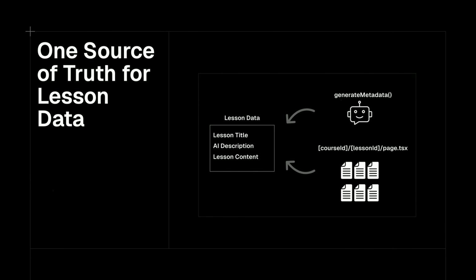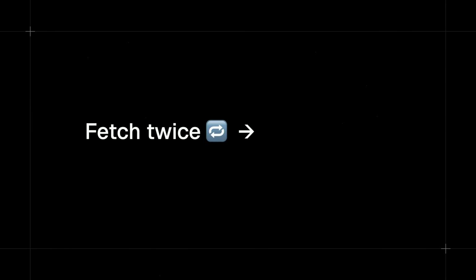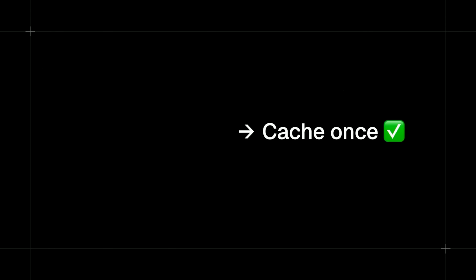The generate metadata function from Next.js allows us to create the search engine optimized content for lesson pages, but also the page needed it too. So what I did was I cached this shared lesson data so both could reuse it. So the idea here was before caching, I was fetching it twice per page load, which is massive. But after caching, I was able to cache once, which led to smoother navigation and consistent SEO metadata.